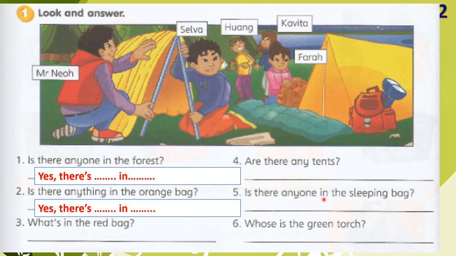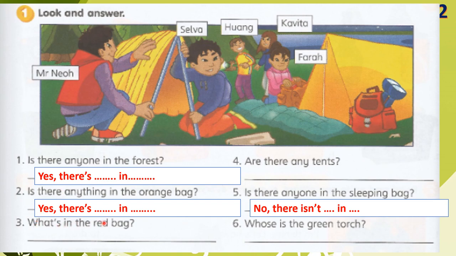Okay, there's another indefinite pronoun, anyone. Is there anyone in the sleeping bag? That's the sleeping bag. Can you see anyone here? There's nobody, isn't it? So is there anyone? No. No, there isn't. It's a negative form. So there isn't what? Okay, what is the indefinite pronoun here? In the sleeping bag.